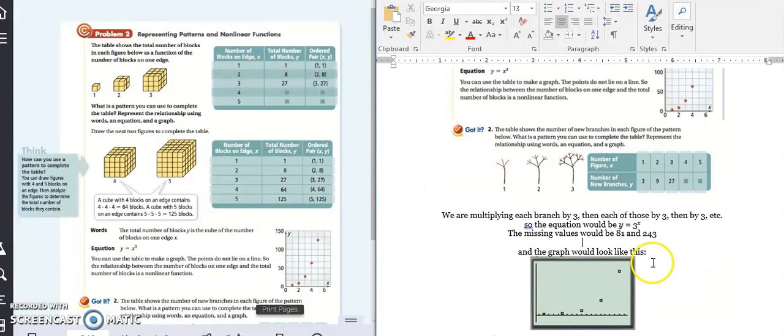I guess that's all it wanted. Let's see, what is a pattern you can use? Okay, so we came up with the pattern. Represent the relationship using words, an equation, and a graph. So the words: we're multiplying each branch by 3, then each of those by 3, etc. That's what's going to keep happening. Here's the equation. Here's your missing values. Here's it represented as a graph.